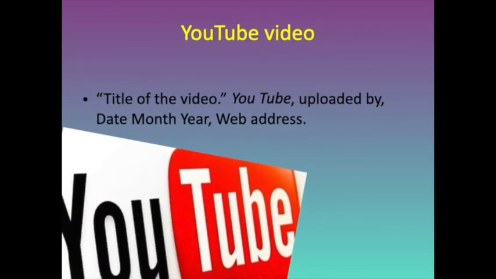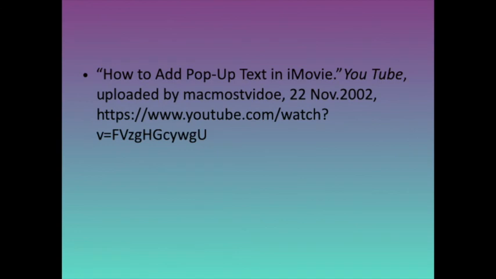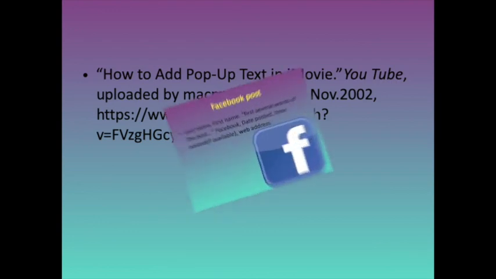YouTube video, title of the video in quotations, period, YouTube in italics, comma, uploaded by, comma, date, month, year, comma, web address, period. Title of the video is How to add pop-up text in iMovie, which is put in quotations, period, YouTube in italics, uploaded by MacMost Video, comma, date, month, year, 22nd November 2002, comma, and web address.